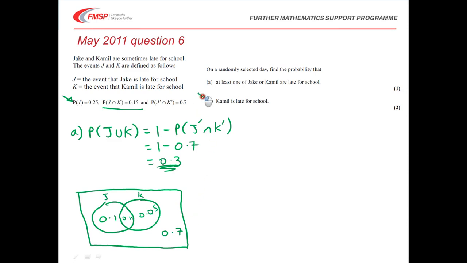Which is nice because the Venn diagram now allows me to answer part B. Camille is late for school. Okay, so we can now see from the Venn diagram that for part B, Camille being late for school is going to be, so Camille is going to be 0.15 plus 0.05, which is 0.2.